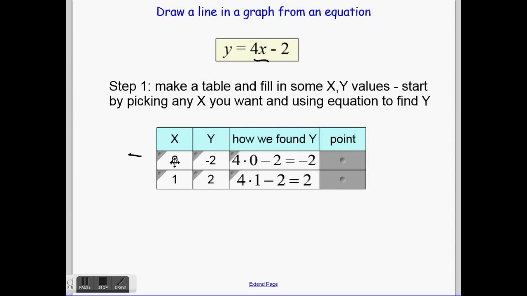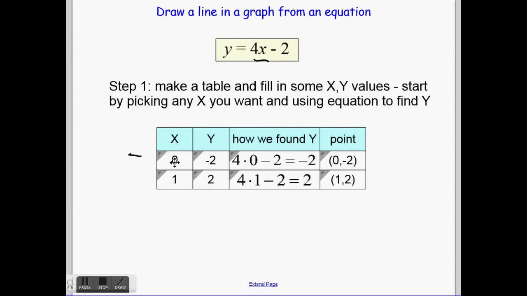Vertical is up, and horizontal is x. So the points that we get are 0, negative 2 and 1, 2. So you have to choose 2 numbers that you use as x, and then you plot the points in their places. You don't have to do it again, though. Once you have 2 points, that's all you really need, because you just make a straight line through the points.